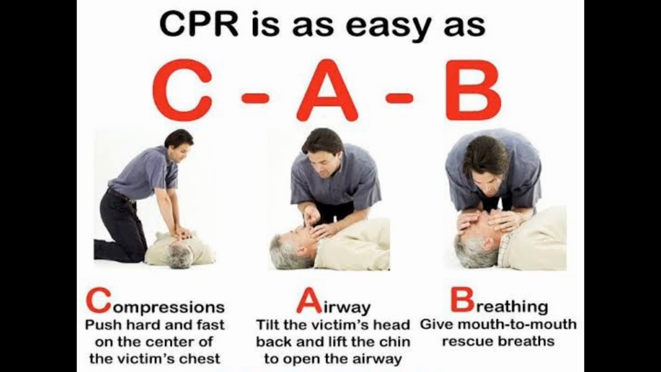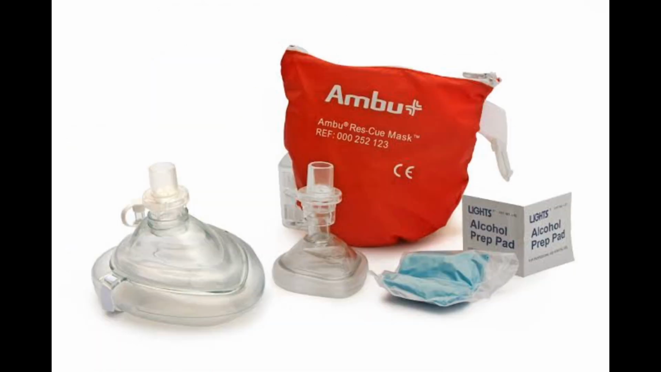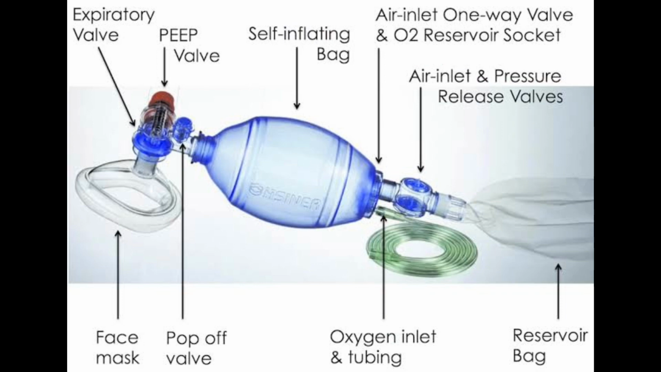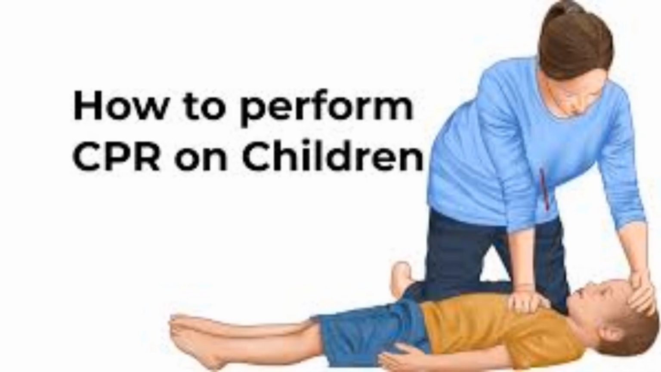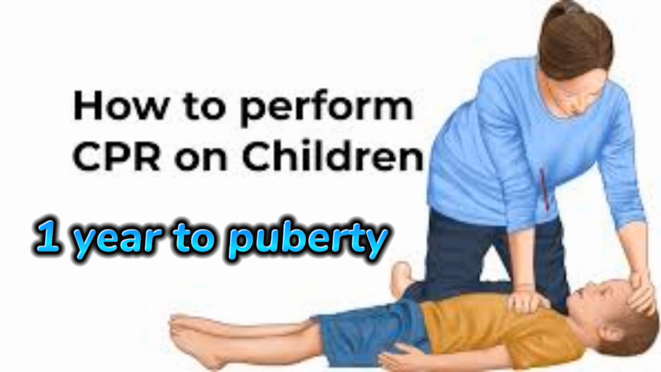So first start with compression. After you start compression, you have to open the airway and give breaths. For breaths, you can use a pocket mask or a face shield, and a bag mask device can also be used. Remember that this is the basic life support for children, and it applies from 1 year to puberty.